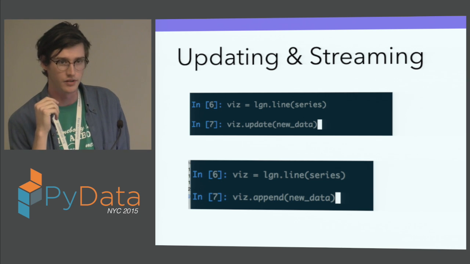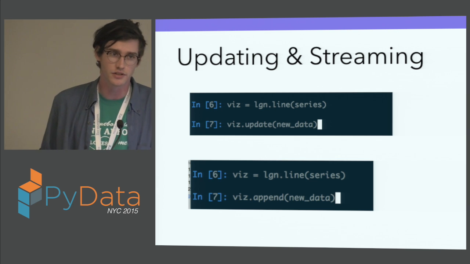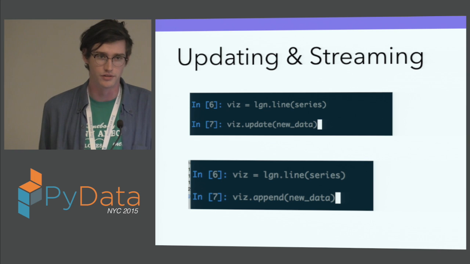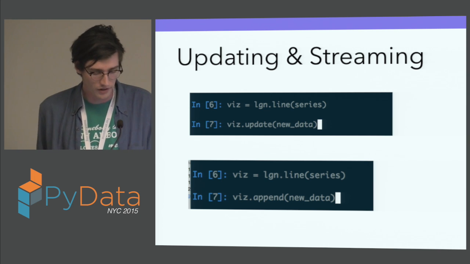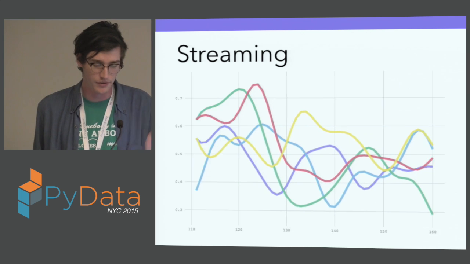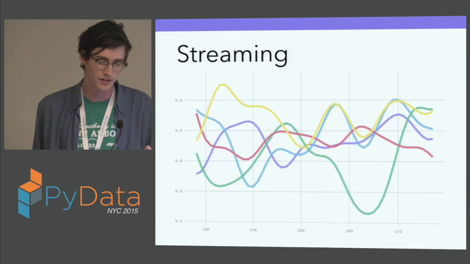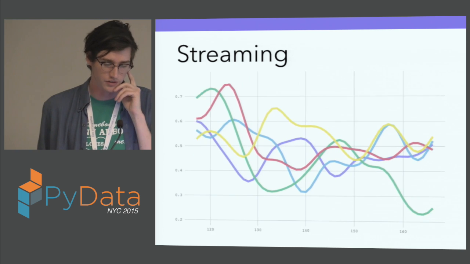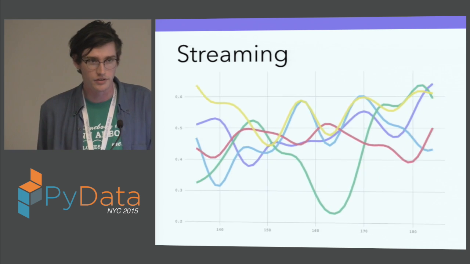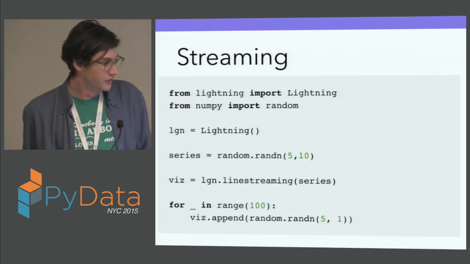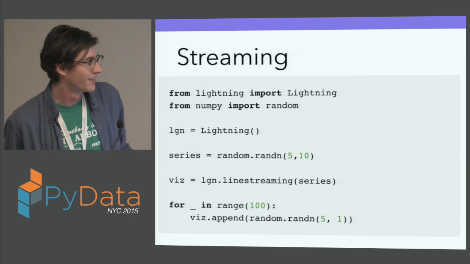So we have some streaming types of visualizations. We have a normal line plot, but we also have a streaming line plot. We have a normal scatter plot, but we also have a streaming scatter plot, where the only difference is that it makes the append method much nicer. If you're using append on this streaming line plot, this is what it'll look like. You can use this to build cool dashboards and see how things change over time. This is the complete code to generate that.